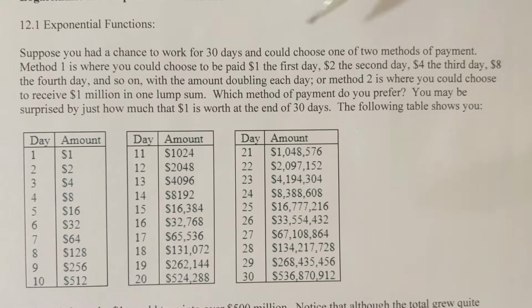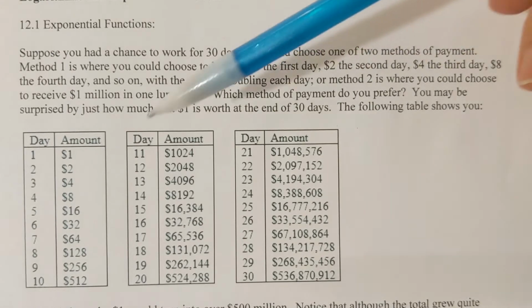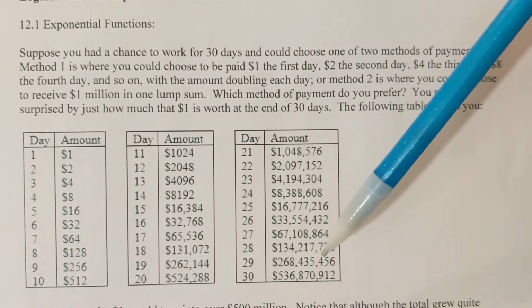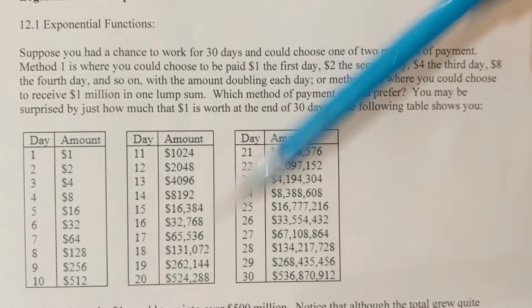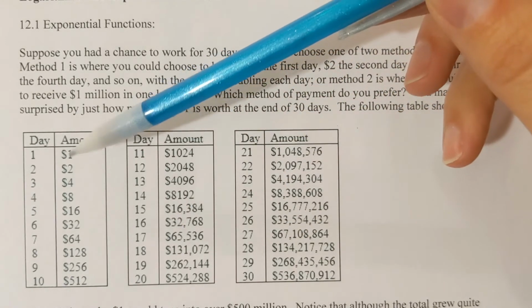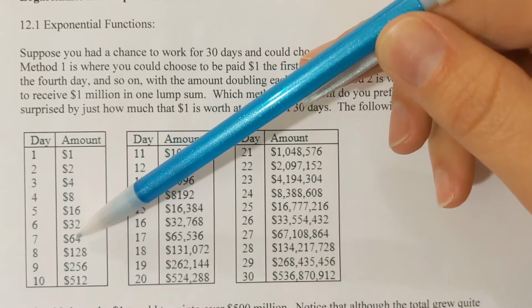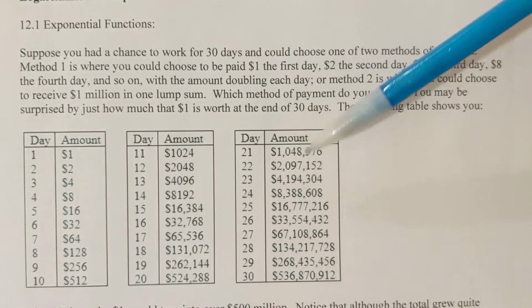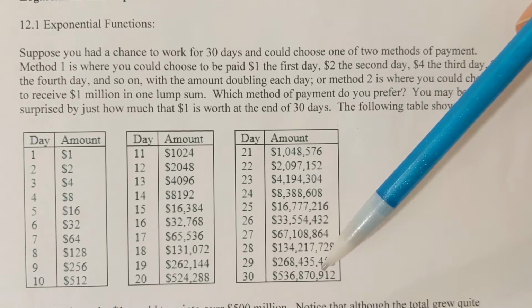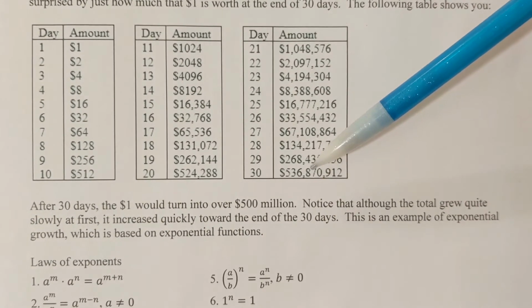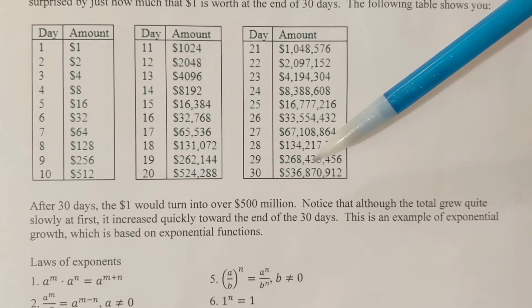Okay, some might be drawn to the $1 million in one lump sum, but you may be surprised about method 1 here. So the following table shows you how method 1 is changing throughout these 30 days. Okay, so $1 the first day, $2 the second day, $4 the third day, $8 the fourth day, and so on, with it doubling each day. And at the end of 30 days, we have more than $500 million.